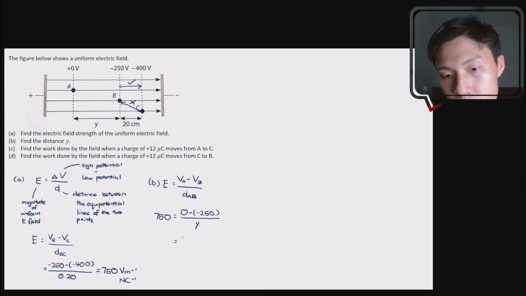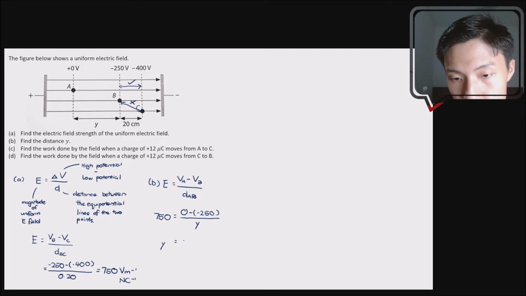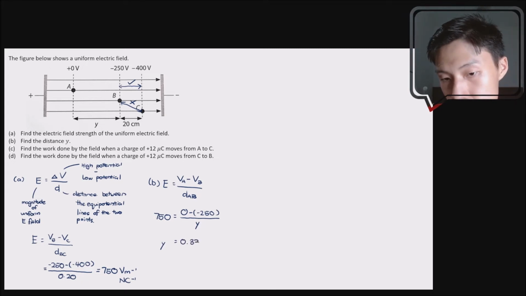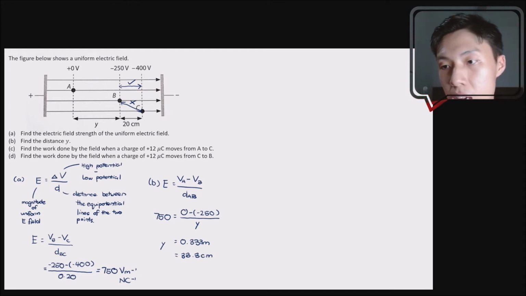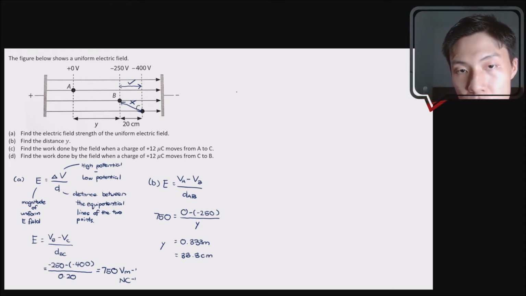So once you do that, I believe you get that Y will be equal to 0.333 meter, which you can also convert back to cm, 33.3 cm. Okay, so that is how you obtain the distance between the two equipotential lines of point A and point B. Okay, next we move on to question C.